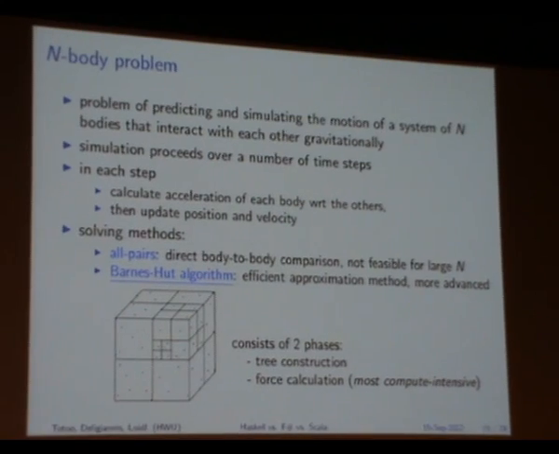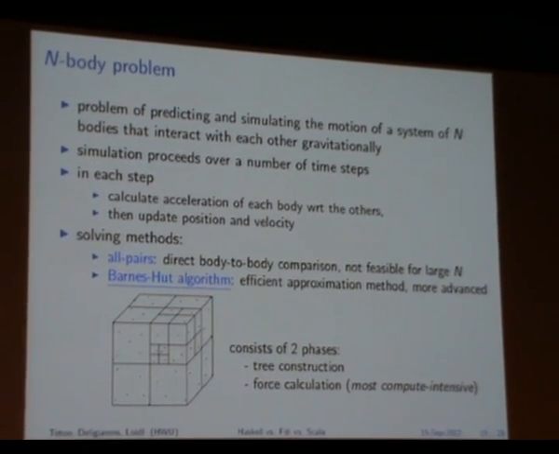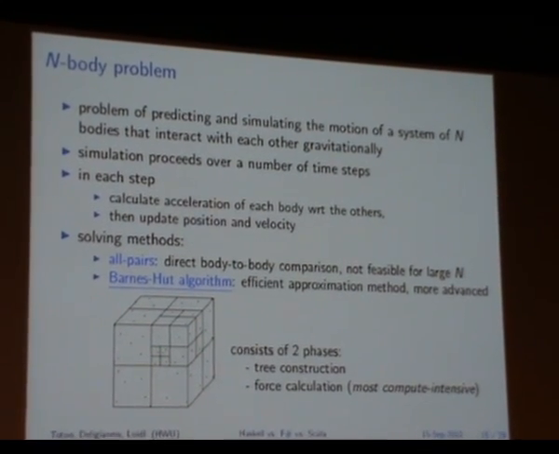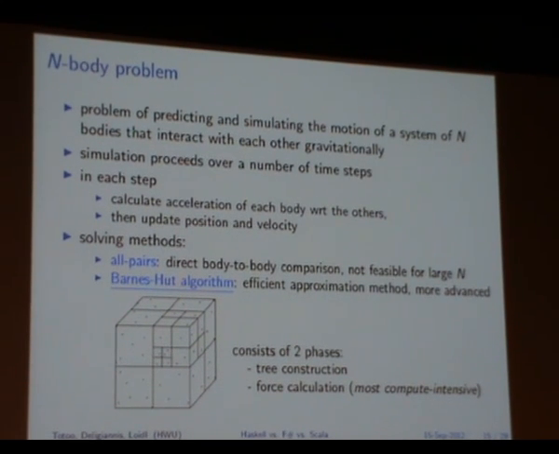So there are basically two solving methods. The naive method is to use the all-pairs method, which does a direct body-to-body comparison, which is not very feasible for large n. And then there is the Barnes-Hut algorithm, which is a more advanced but efficient approximation method.